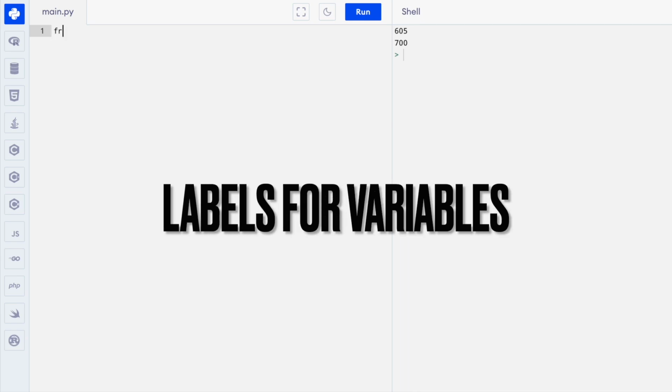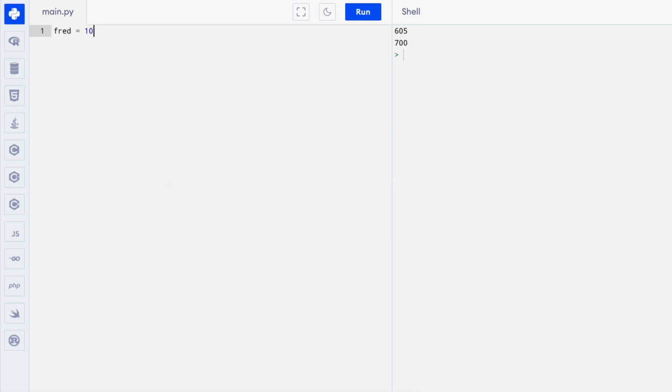Okay, let's start with Fred is equal to 100. Now Fred is the label and 100 is the value. Now this label is equal to this value. Fred is equal to 100, and let's print Fred. And we can get 100. Yes, this is the answer.